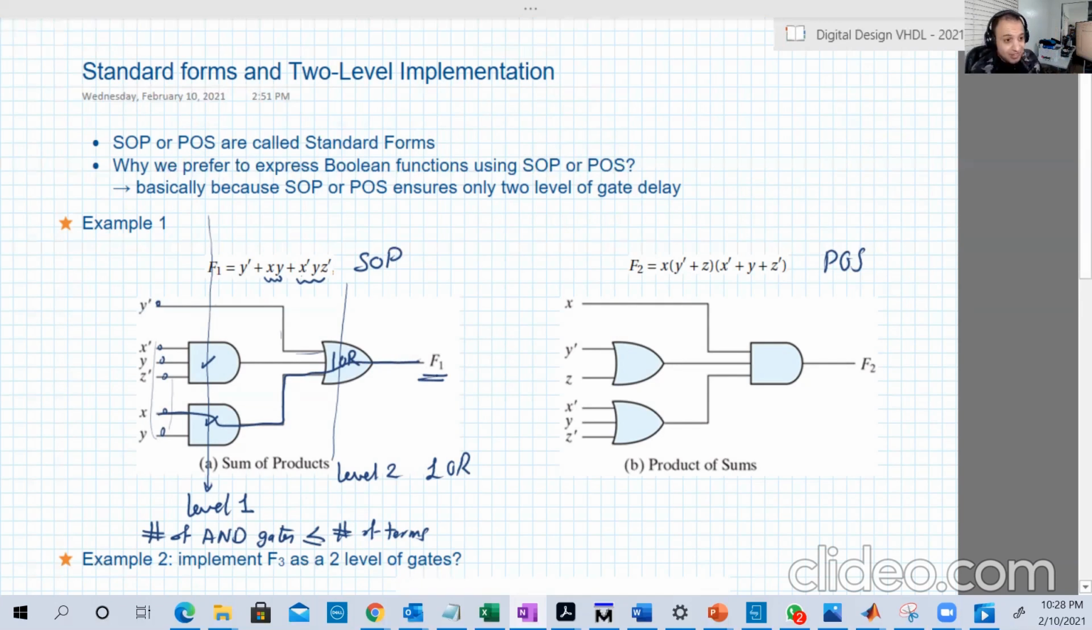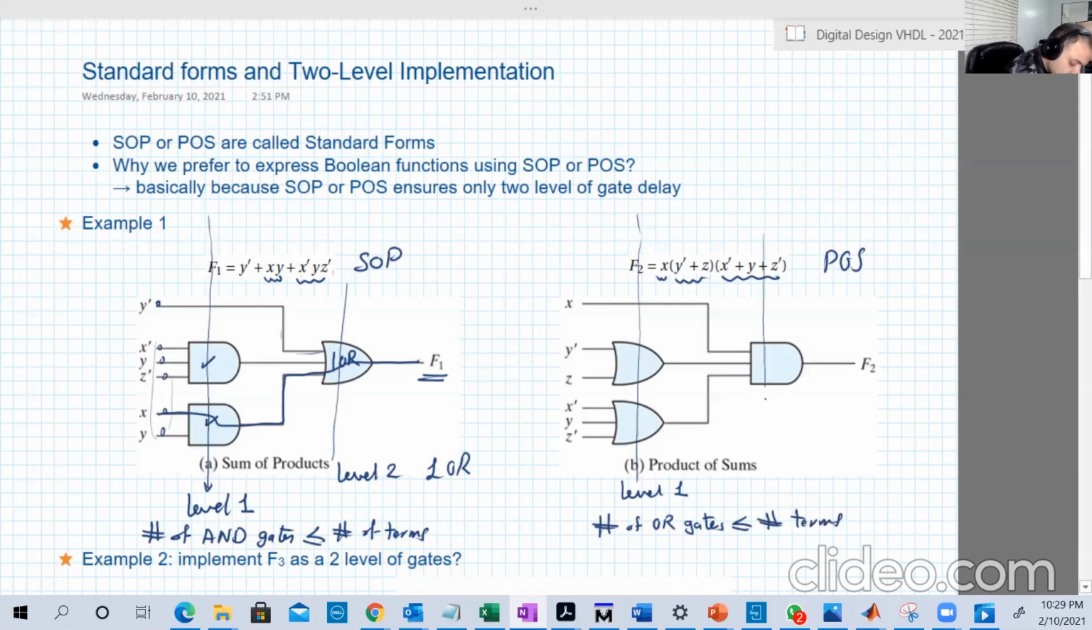How about product of sum? Same concept. We have 3 terms here. So we have the first level here, level 1. It has OR gates, and the number of OR gates is less than or equal to the number of terms of the function. Then level 2, 1 AND gate. And that's it.